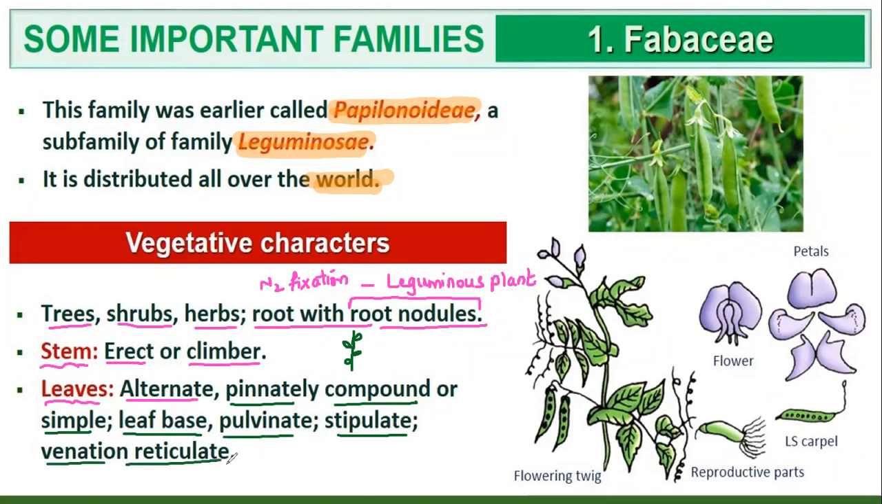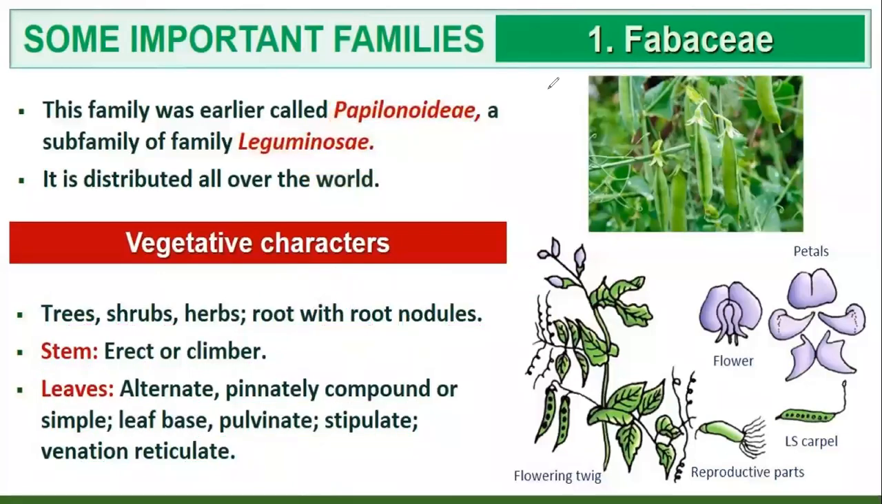Venation wise, they show reticulate venation. What do you mean by reticulate venation? It has a network. The veins and veinlets are arranged in the form of a network. That is called reticulate venation. These are the important characteristics of the family Fabaceae.